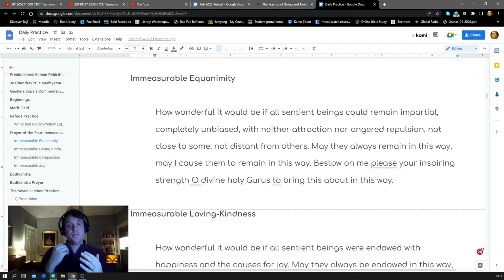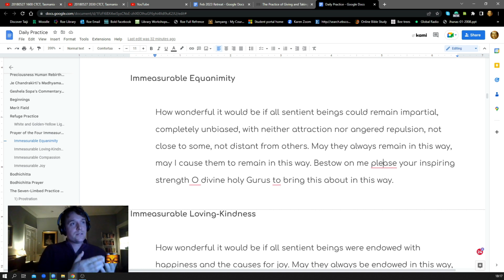To accomplish that, first you need some psychological basis on your side where you see you're not up here and they're not down there. They're equal in terms, at least, of wanting happiness and not wanting suffering. So the immeasurable equanimity prayer, one of them, there are quite a few, is listed here. How wonderful it would be if all sentient beings could remain impartial, completely unbiased, with neither attraction nor angered repulsion.